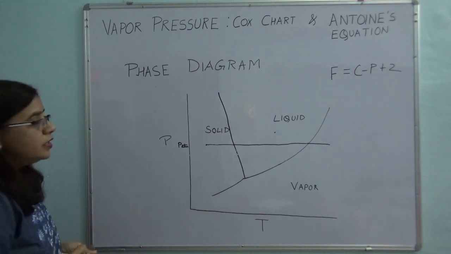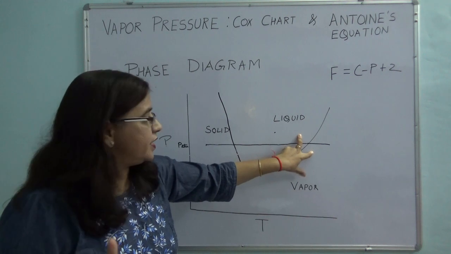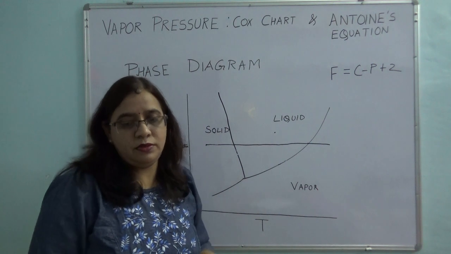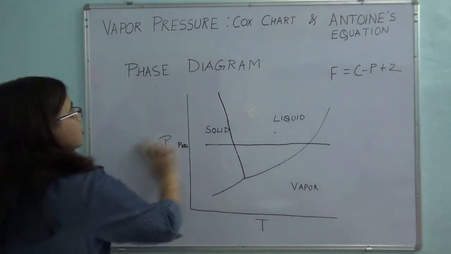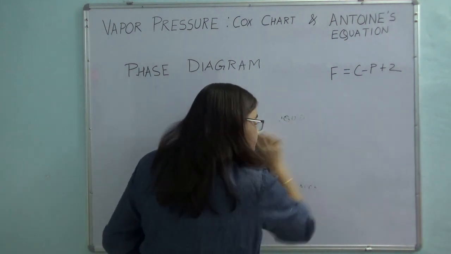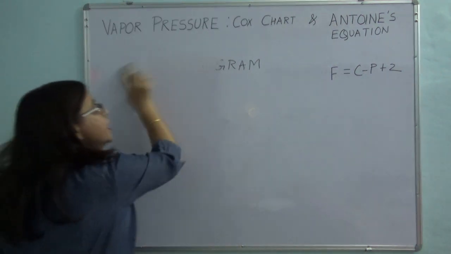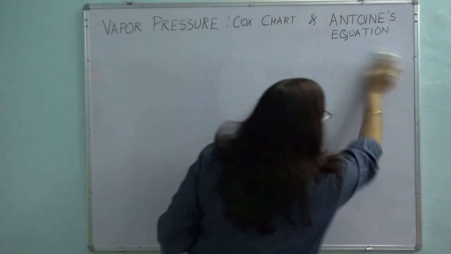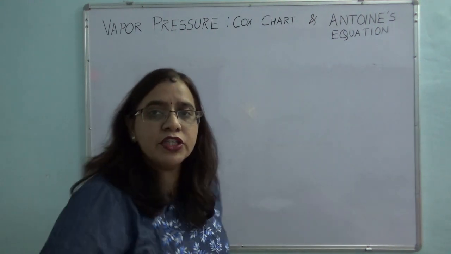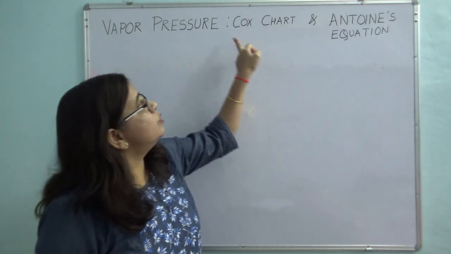So now you understood that whenever you have two phases which coexist, they lie on this line, where the degree of freedom is 1. What we have seen is that if you have your temperature fixed, then you can calculate your vapor pressure, or vice versa. And one of the equations we had seen last time was the Clausius-Clapeyron equation, in which we said that if I fix the temperature, I could calculate the vapor pressure. Now there are two more methods.